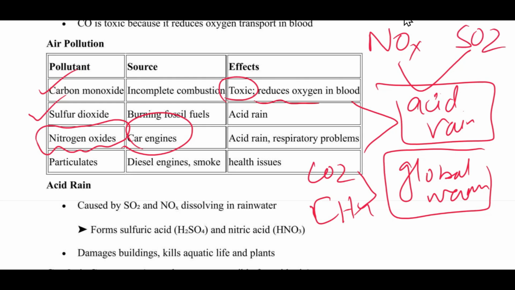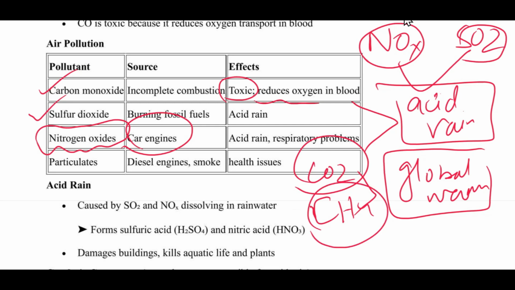Sulfur dioxide and nitrogen oxides are not responsible for global warming. They are just responsible for acid rain. So you have to remember which gases are responsible for acid rain and which gases are responsible for global warming. And then you also have to memorize their sources. The source of sulfur dioxide is the combustion of fossil fuels that contain sulfur. The source of nitrogen oxides is the cars or vehicles, the car engines. For carbon dioxide, it is usually the complete combustion of fossil fuels. And for methane, it is usually from the waste of animals. The waste of animals usually produces methane gas.